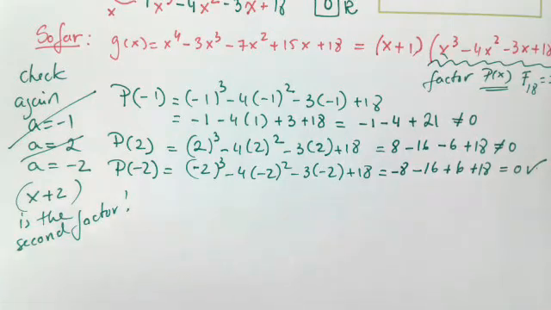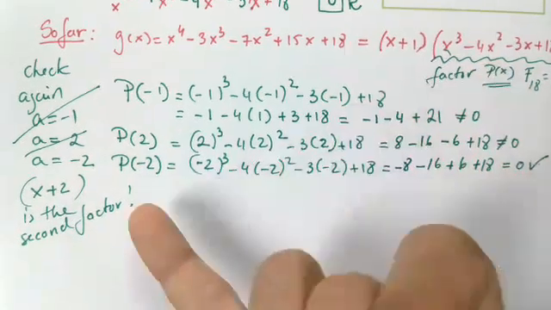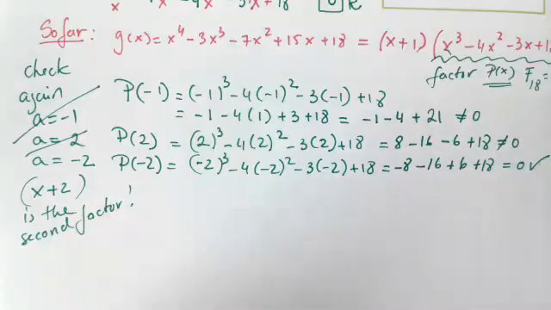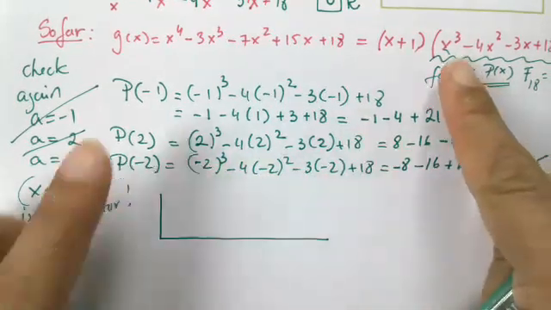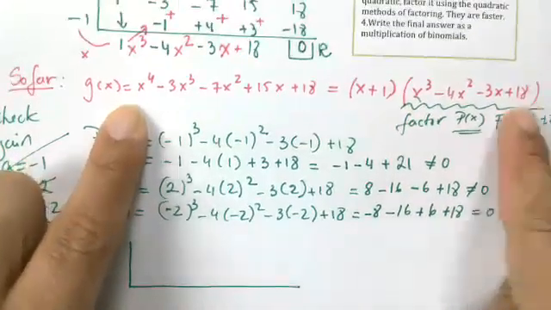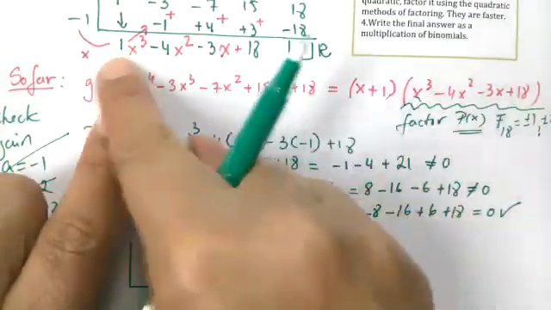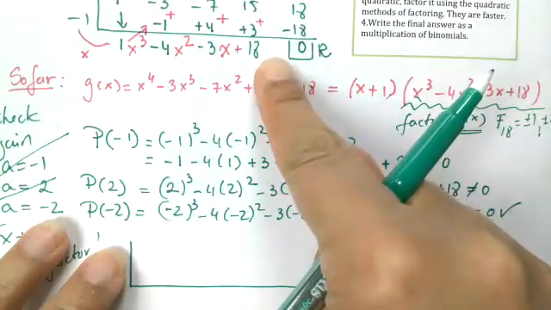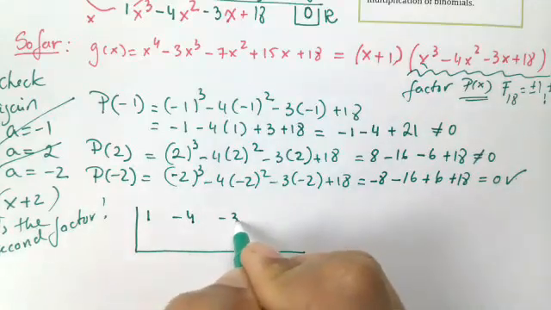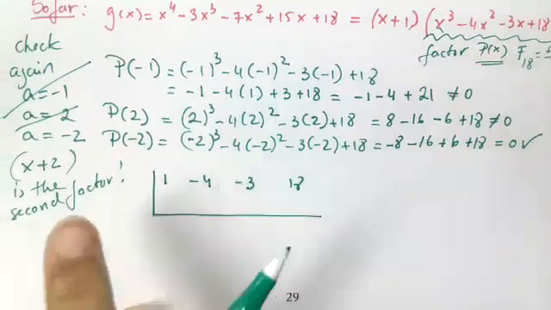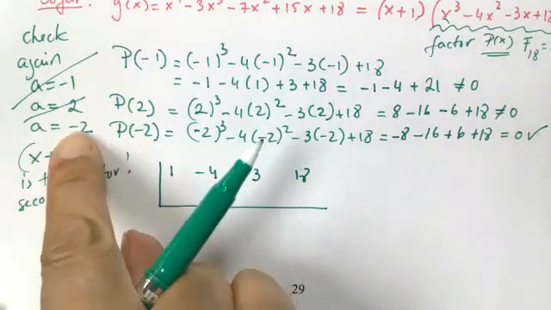Once you found the second factor, you take this quotient from here and you divide it into the factor, because now you want to split up the cubic into smaller and smaller polynomials. So synthetic division is the fastest one. You take these coefficients from here, or you can take them straight from here, right? From the bottom to the same one. So you have 1, -4, -3, 18. And on the left here goes this a, -2.